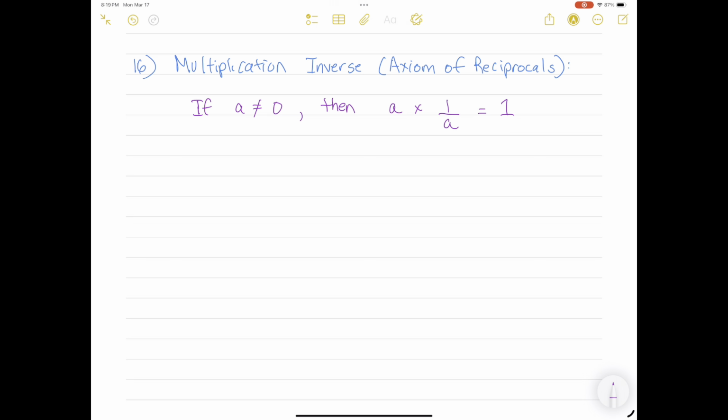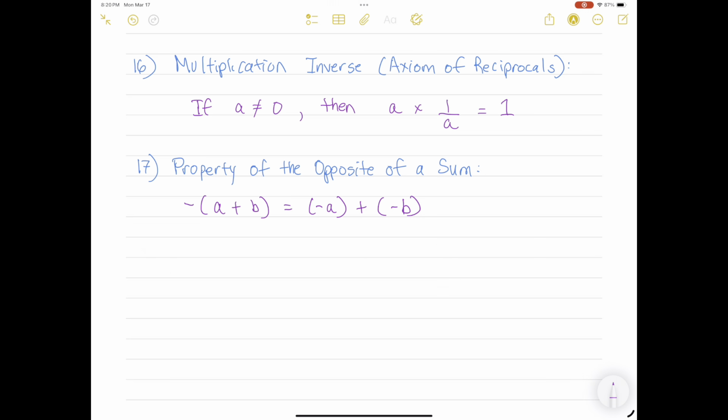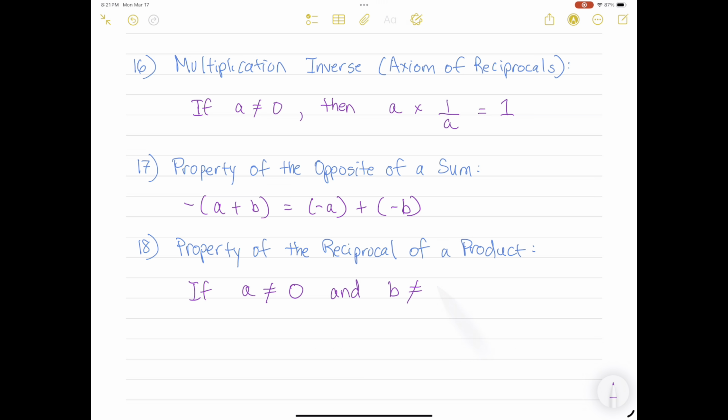Number 17, property of the opposite of a sum. Negative, open parenthesis, A plus B, close parenthesis, equals negative A in parenthesis plus negative B in parenthesis. Number 18, property of the reciprocal of a product. If A does not equal 0 and B does not equal 0, then 1 over A times B equals 1 over A times 1 over B. We will discuss this property more in future videos.